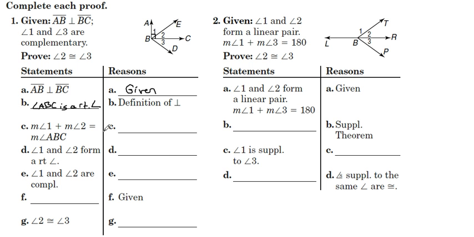For C, the measure of angle 1 plus the measure of angle 2 is equal to the measure of angle ABC. That is from the angle addition postulate, just abbreviating so I can fit. And then D, angle 1 and angle 2 form a right angle. We're going to substitute the two previous statements. That is our reason here. And then E, angle 1 and angle 2 are complementary. That is from the complementary theorem, or the complement theorem.